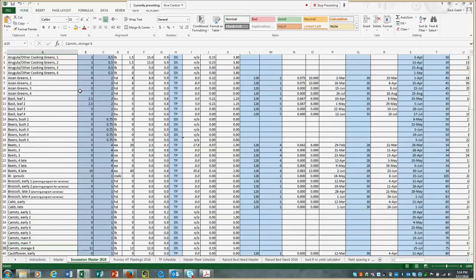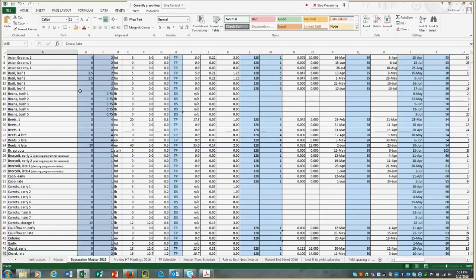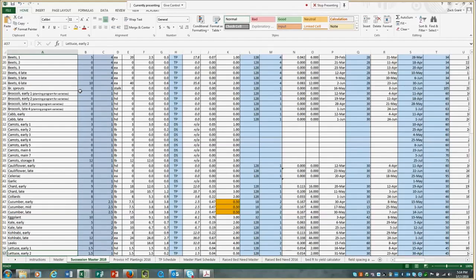So you see how I've broken this down into much more detail. So this represents every single planting that I'm going to do. Yeah, go ahead, Phil.